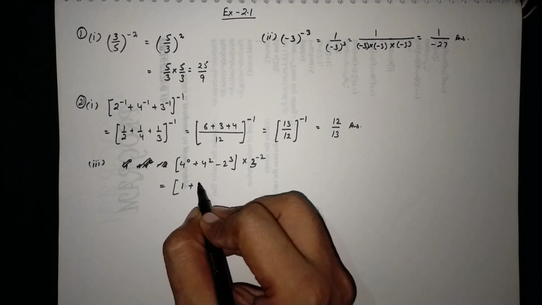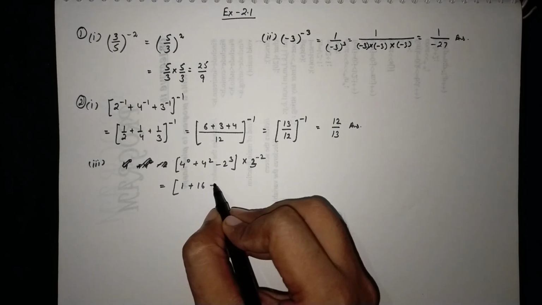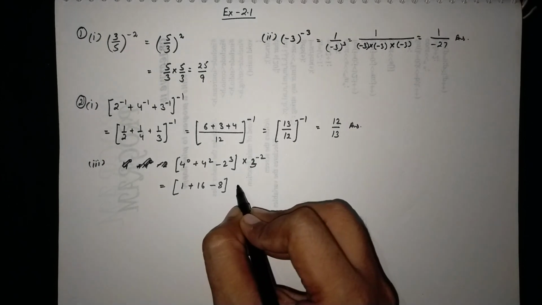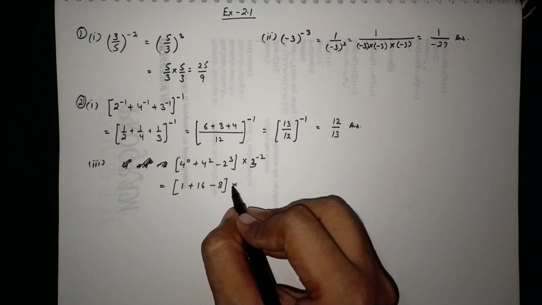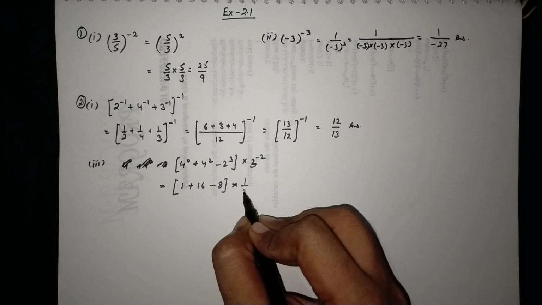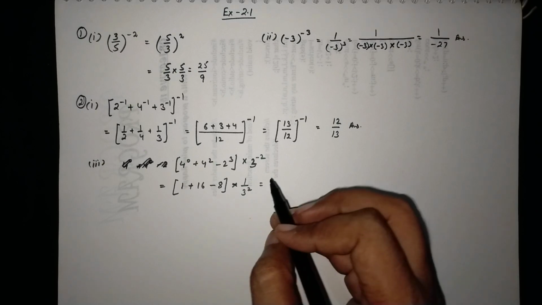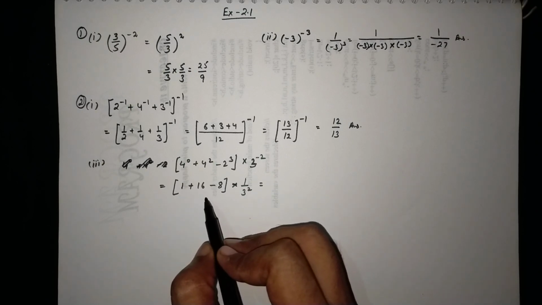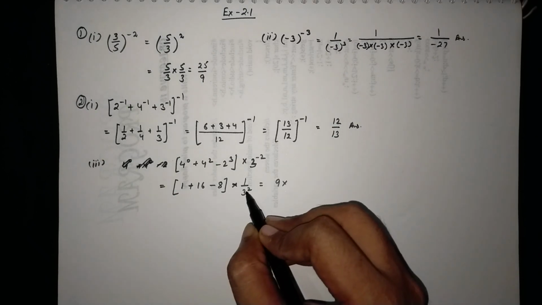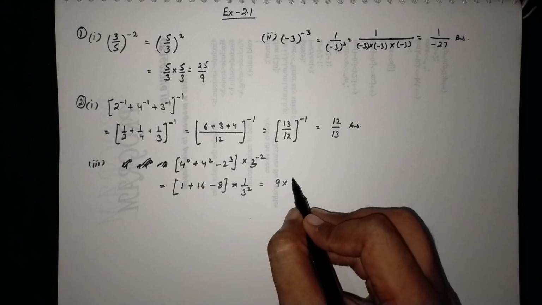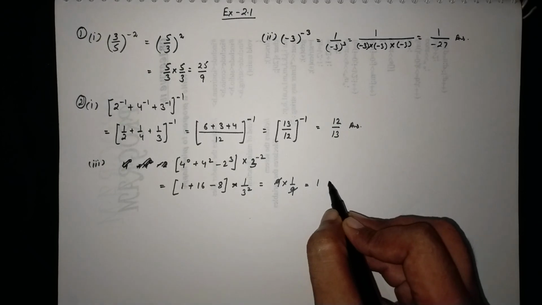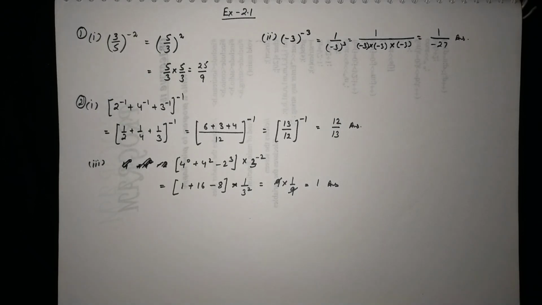Then 4 to the power 2 is 16 minus 2 to the power 3 will be 8, into 3 to the power minus 2, that is we are going to take the reciprocal of this, 3 to the power 2. Then here 1, 16, 17 and 17 minus 8, that is 9. 9 into this 1 upon 3 to the power 2, that is 1 upon 9 again. This can be cancelled out and you will be left with 1 as your answer.